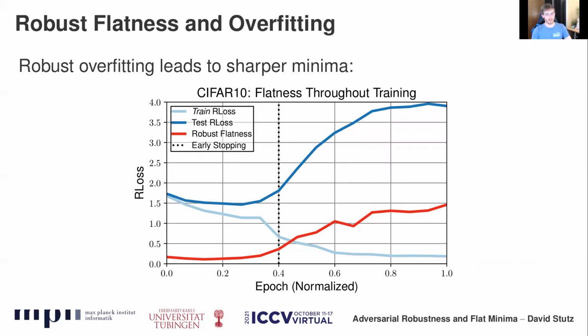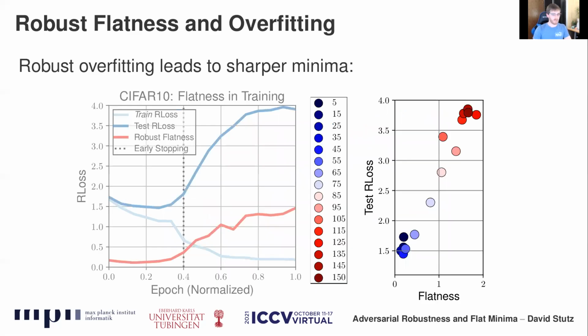And this means that during training, we converge to an increasingly sharp minimum while the model overfits. And this relationship becomes particularly clear when we plot the robust loss on the y-axis directly against the robust flatness on the x-axis. Again, higher flatness values correspond to sharper minima, and blue corresponds to the beginning of training, while red corresponds to later epochs. And robust loss and flatness show a nearly linear relationship in this plot. So this basically supports our hypothesis that overfitting is partly caused by converging to sharp minima.